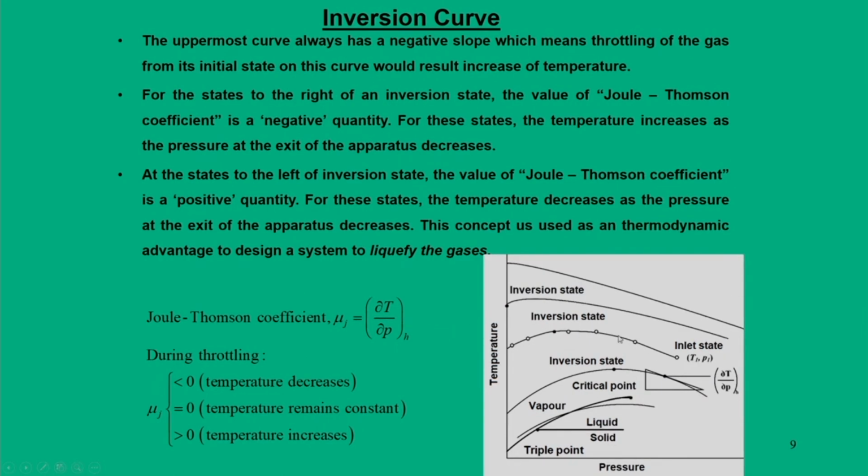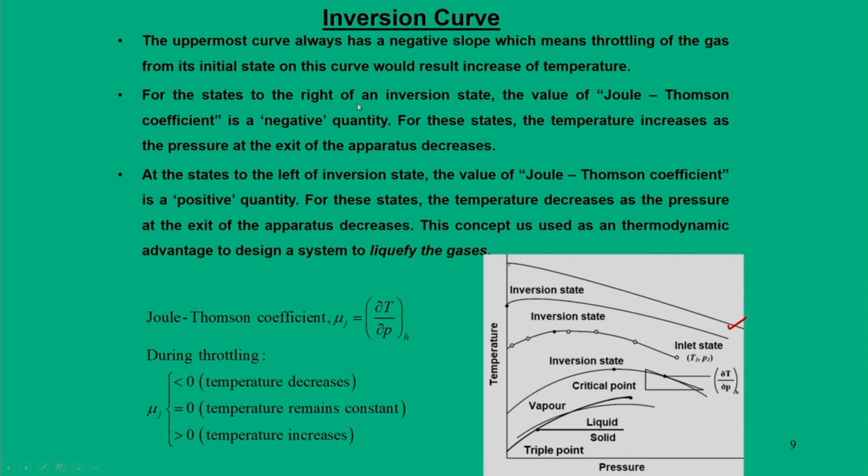One of the other important aspects of these curves is that if you look at this particular figure, the topmost figure, there is no inversion point. So a decrease in pressure will always increase the temperature. So there is no state of inversion. That means for this particular situation we do not have any inversion point. So the uppermost curve always has a negative slope, which means throttling of the gas from its initial state on this curve would result in an increase in temperature.